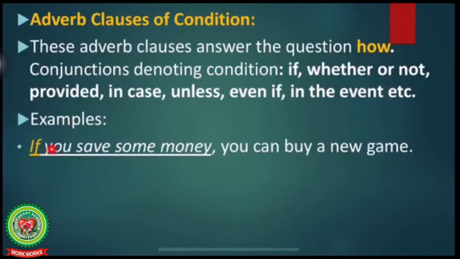If you save some money is a subordinating clause, and you can buy a new game is a principal clause. So here again, how can you buy a new game? The answer to this question is if you save some money. Basically it is denoting the condition. So if you save some money is an adverb clause of condition.